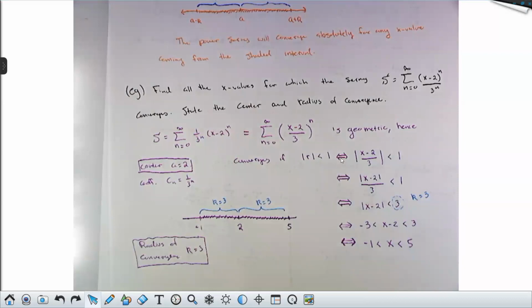Now, because the series here is geometric, there's no question about what happens when you plug in x equals 5 or x equals -1. You know that this series converges only for those values that keep the common ratio strictly less than 1. And when you plug in x equals 5, this common ratio here, 5 minus 2 over 3, this 3 over 3 is 1. That's a divergent series. When you plug in -1, this common ratio here is -1 minus 2 over 3. That's -3 over 3. That's also divergent. And if you take anything from outside this interval, the series will definitely diverge because those would have common ratios strictly larger than 1.